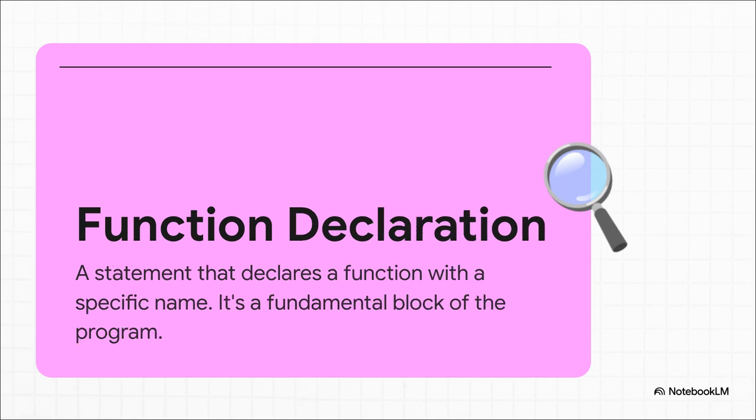And then we have the second style. This one's called a function declaration. It's way more direct. You're not really assigning anything. You're making a formal statement. You're telling the JavaScript engine, hey, pay attention, here's a function, and its name is function2.